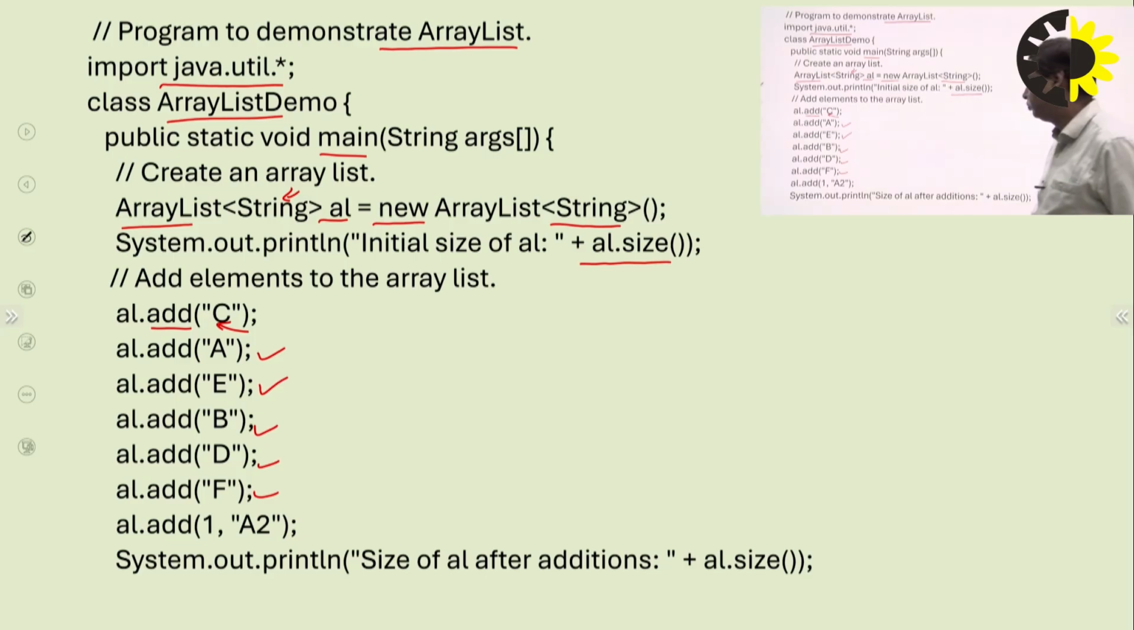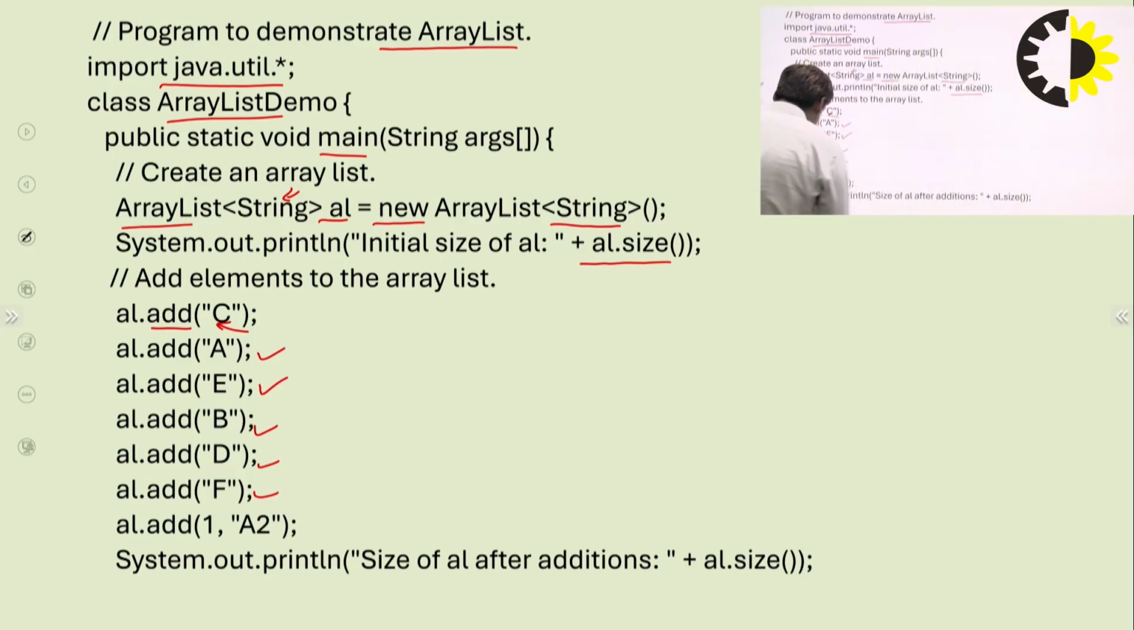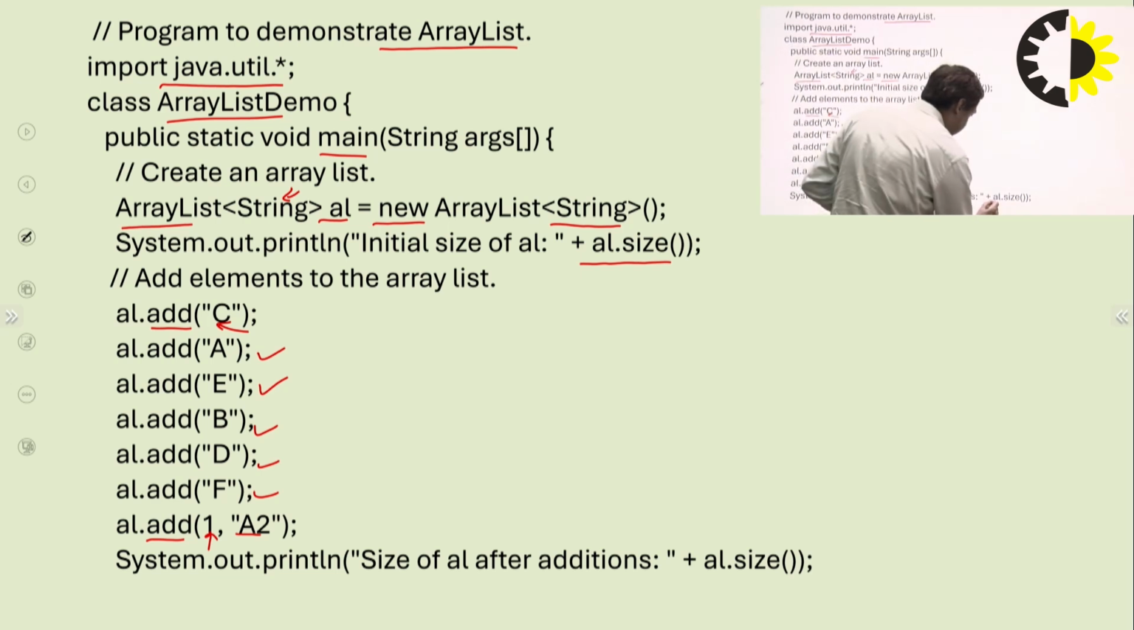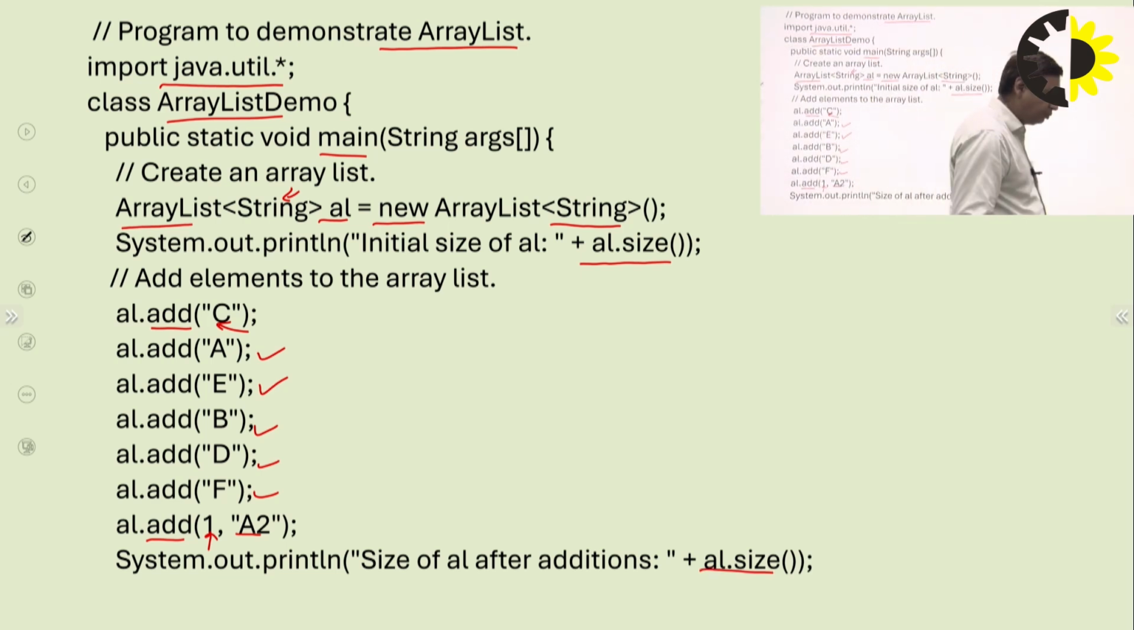This is the second form of add. You can give the index number at which you want to add. So we have given index number 1, and at index 1 the element A2 will be added. Now these elements are added. Again look at the size, al.size(). It will display the number of elements in the collection.